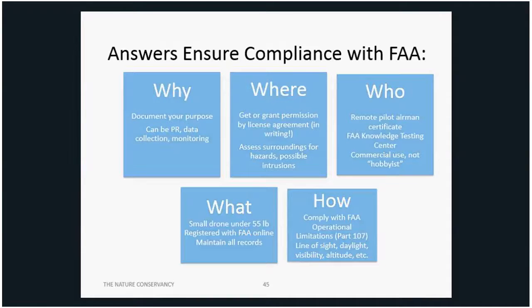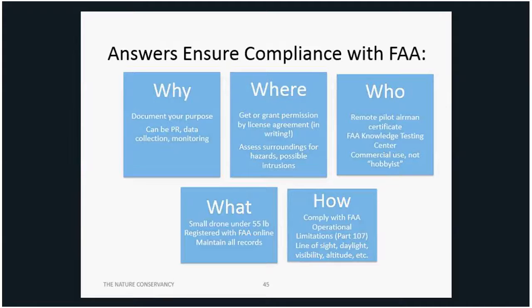Are regulated by the Federal Aviation Administration. Drones, no matter how big or small, are considered to be governed by the FAA, and the small unmanned aircraft rules are codified in Part 107, which is the FAA rules.